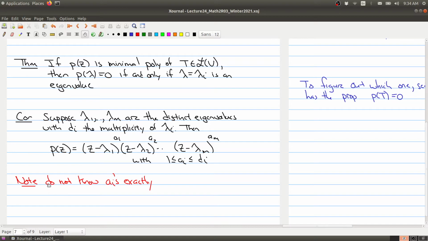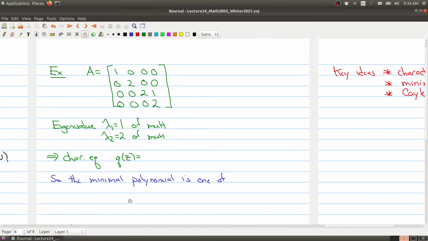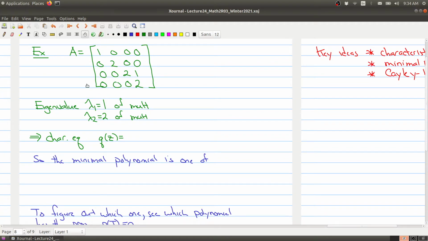Okay, so the thing that you want to pay attention to is you get some information about what the factorization of the minimal polynomial looks like, but you don't know the ai's exactly. You have to do a little bit of work to get at the ai's. So let me show you an example of this and how you would figure out what the minimal polynomial is. I'll do it in terms of matrices. So here's our matrix. And just by the fact that it's upper triangular, we can figure out what the eigenvalues are, 1 and 2.